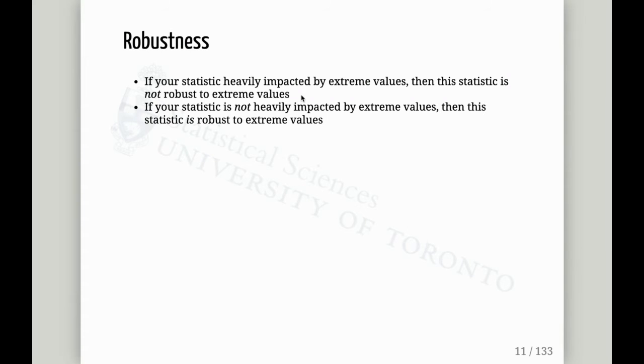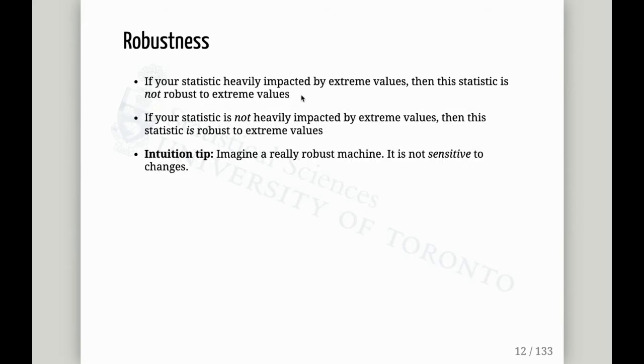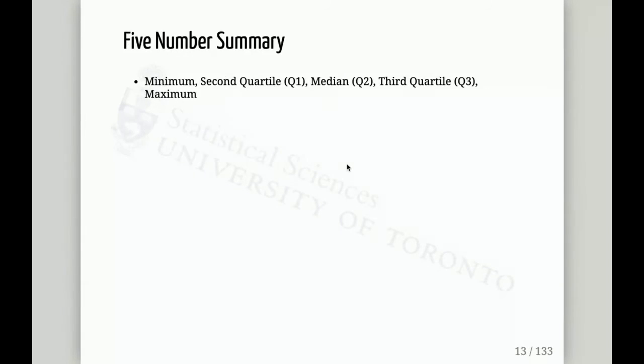So just for intuition, when you think of robust, think of a really buff person, or a really strong machine, a really big bulky machine, a very robust machine, right? If you push it, it will barely move. That's the same with your statistic. If something is robust, it isn't sensitive to changes. In this case, if I'm robust to extreme values, then extreme values don't change me that much.